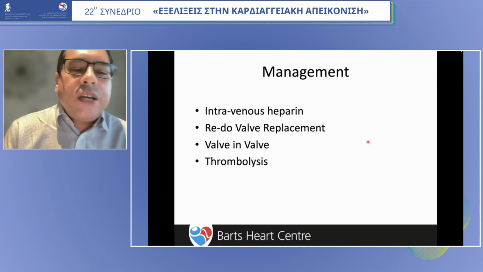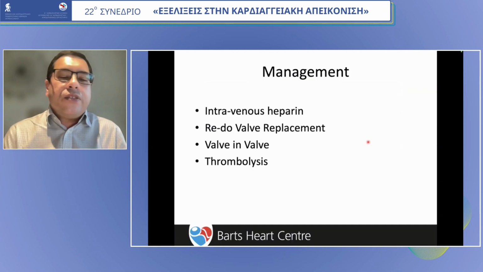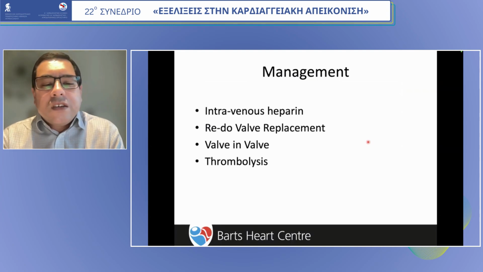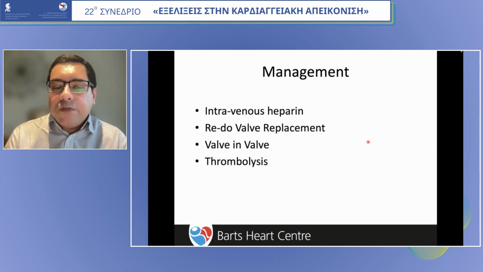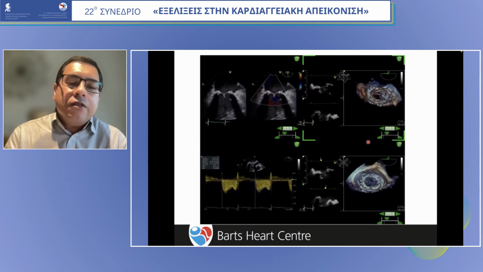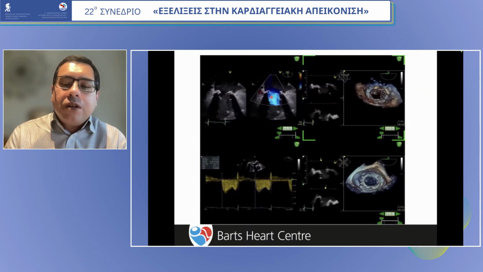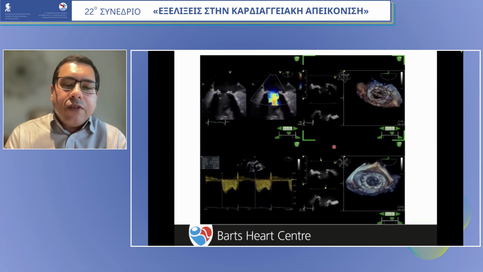So the options here are intravenous heparin, and they can either have thrombolysis, valve-in-valve, or redo valve replacement. In this particular patient, they had IV heparin but didn't improve, and they were high risk for redo valve surgery. So we did a valve-in-valve. So, percutaneous valve-in-valve, and we see that's all working well, and the gradients across that valve are normal.